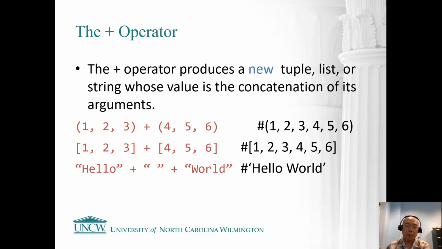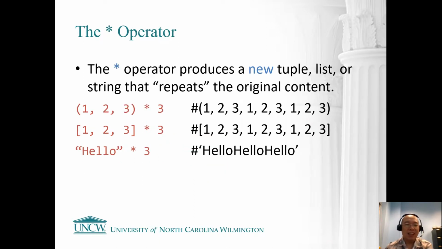And the plus is for concatenation. You can do a tuple plus another tuple, a string plus another string, or a list plus another list. And for multiplication, they're the same on all three data types. We can do a repetition. So a tuple multiplied by 3 means you are repeating this tuple 3 times. The same thing also works for a list and for a string as well.